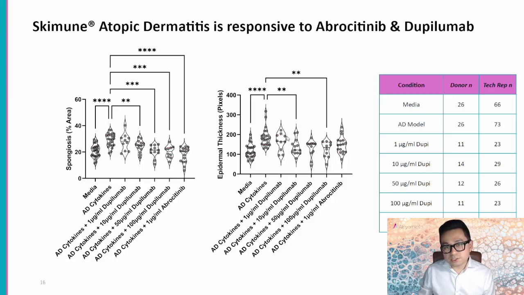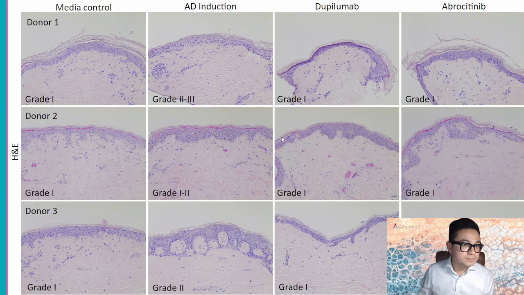And the histology images then show you how this looks at a tissue level. We have 3 donors here, row 1, row 2, and row 3. We have media controls on the left, AD induction in the middle, dupilumab off middle, and abrocitinib on the right.